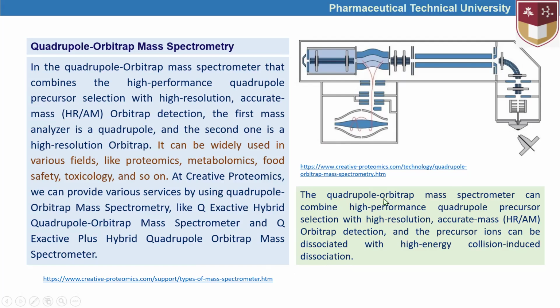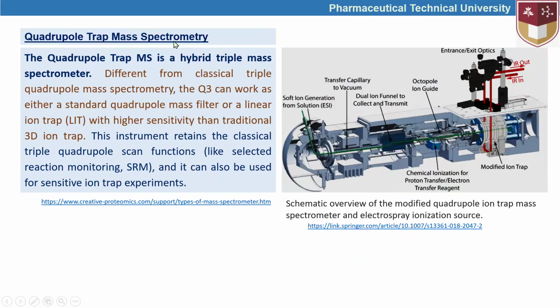The quadrupole orbitrap mass spectrometer can combine high performance quadrupole precursor selection with high resolution and accurate mass orbitrap detection, and the precursor ions can be dissociated with high energy collision induced dissociation. So this is another widely used mass spectrometer.